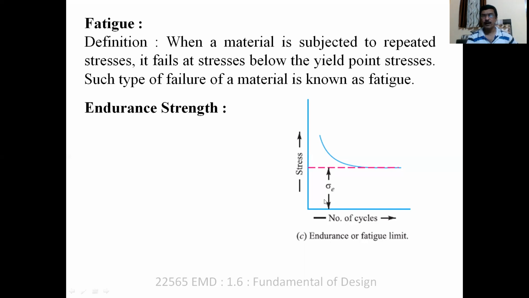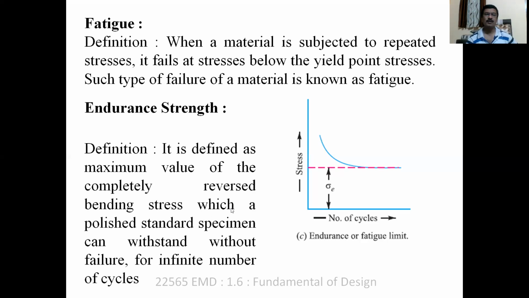Here you will find one more type of stress. That stress or strength is called endurance strength, and this graph is called stress versus number of cycles. It is the graph which shows that the value of stress, after the number of cycles reaches a certain limit, will not go below that. So that is the safe value of stress that can be safely carried by the material which is subjected to repeated stress.